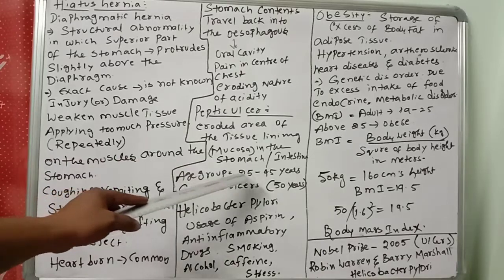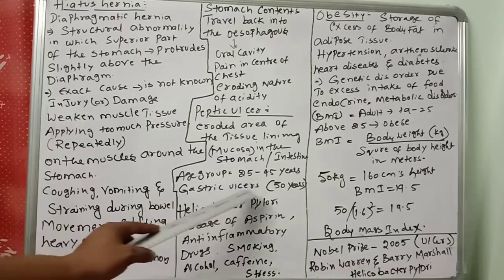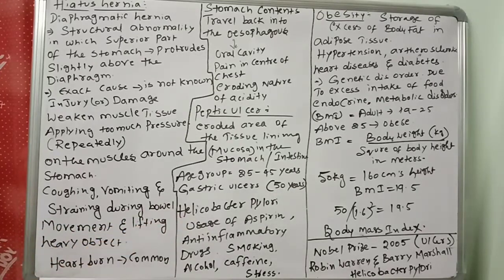So duodenal ulcers occur in people between 25 to 45 years. Gastric ulcers, people above 50 years will get. The common reason for peptic ulcers is one common infectious bacteria called Helicobacter pylori, and also usage of aspirin, anti-inflammatory drugs, and alcohol, smoking, caffeine, psychological stress are also some of the reasons for these ulcers.